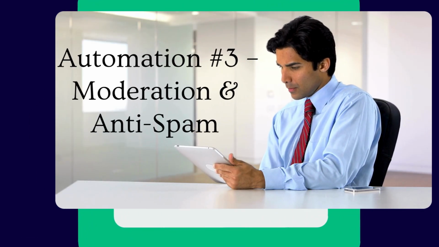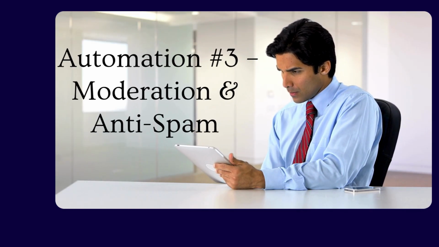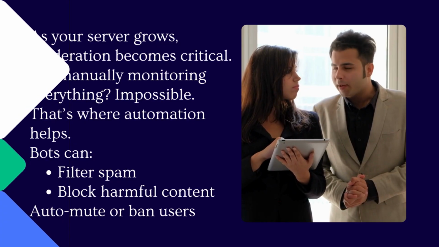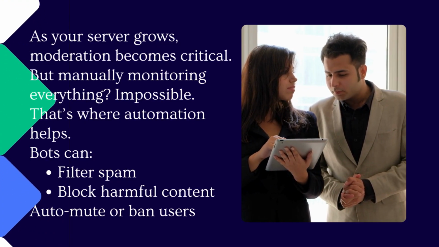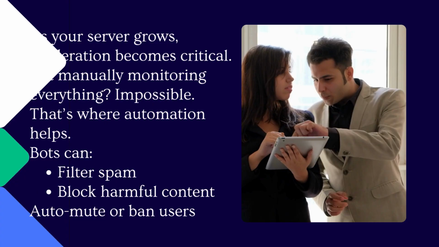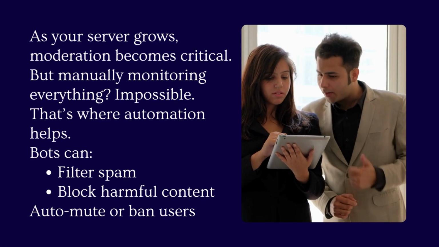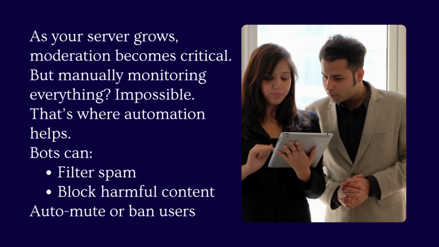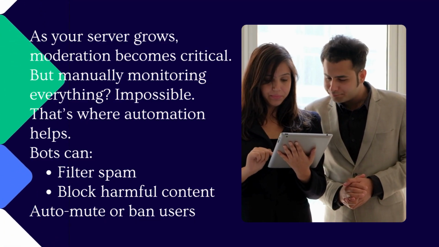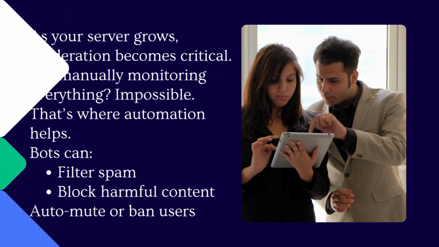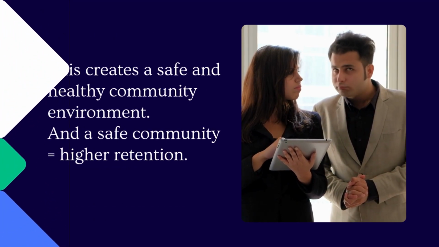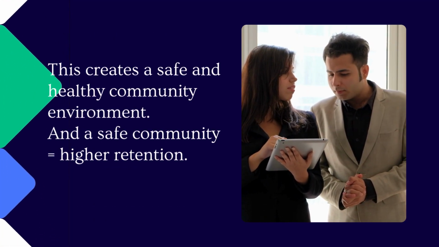Automation number 3, moderation and anti-spam. As your server grows, moderation becomes critical. But manually monitoring everything? Impossible. That's where automation helps. Bots can filter spam, block harmful content, auto-mute or ban users. This creates a safe and healthy community environment. And a safe community equals higher retention.